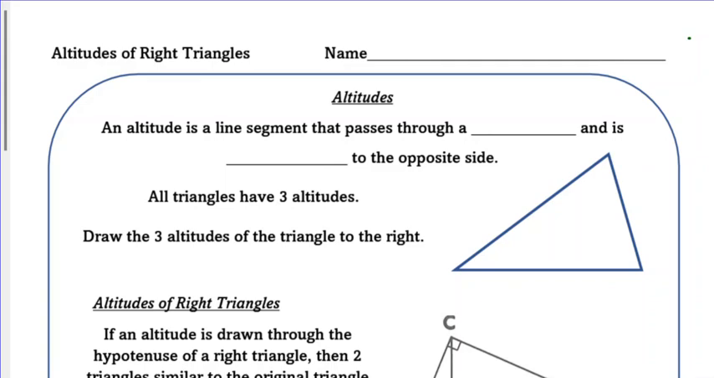Alright, here we're going to be talking about the altitudes of right triangles. So an altitude is a line segment within a triangle that's drawn from a vertex to the opposite side, and it's perpendicular to that opposite side. It's a line segment that passes through a vertex, and it's perpendicular to that opposite side.